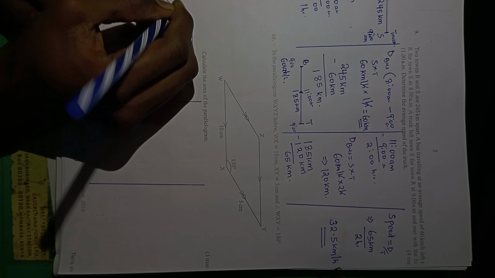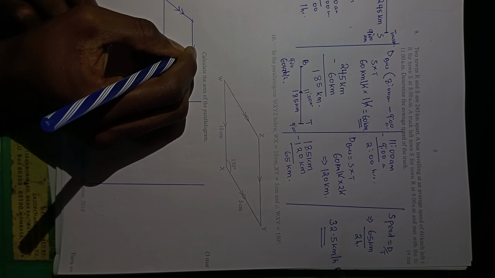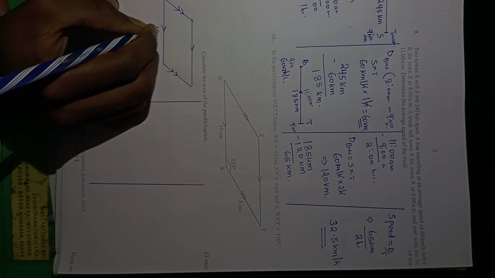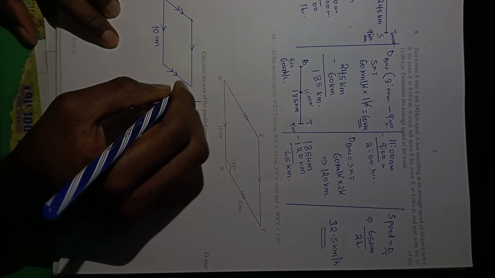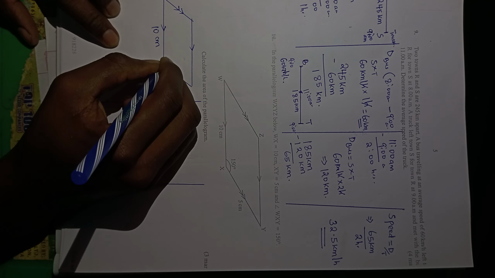So we all know that the area of a parallelogram is given by the base length times the perpendicular height. But in this case, we are not given the perpendicular height. So how are we going to calculate the area? We are given this base length of 10 centimeters, and the other side is given as 5 centimeters. The angle in between these two sides is indicated here as 150 degrees. This one is W. Here we have X. Here we have Y and Z.